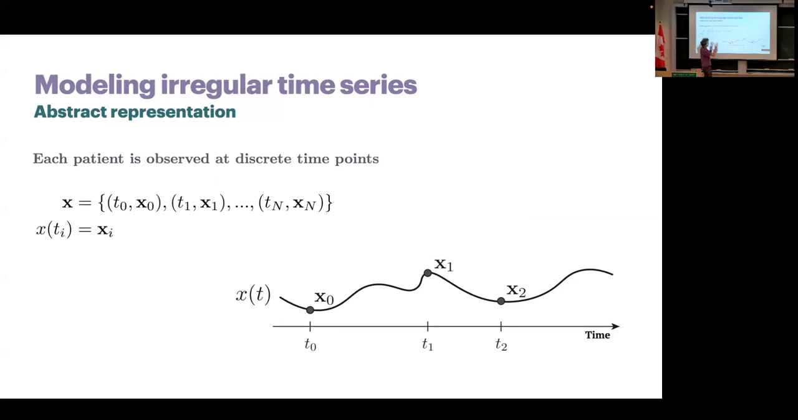So given my motivation, I will consider irregular sampled time series where I have observations over time which are observed at some given time steps, so for instance here T0, T1, T2. And I will consider that my observations are just multivariate vectors with a given dimension.